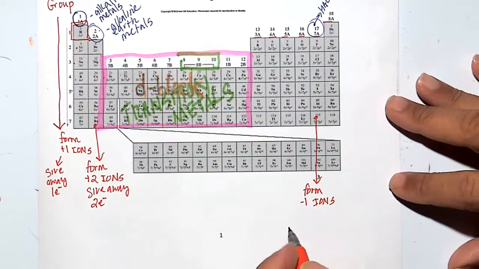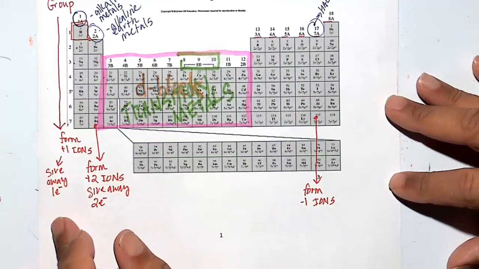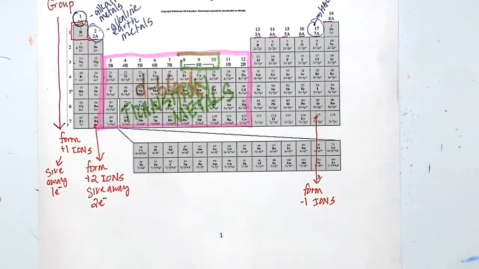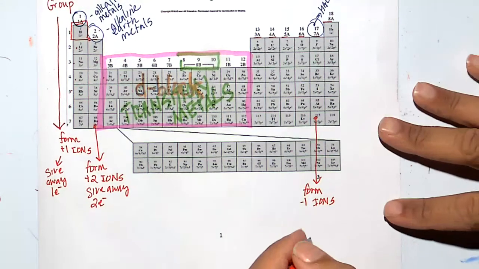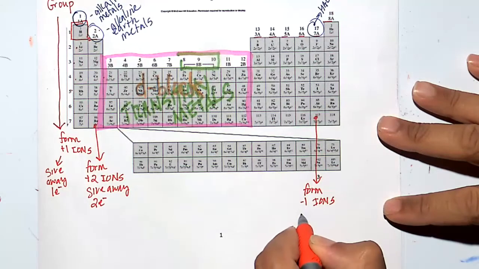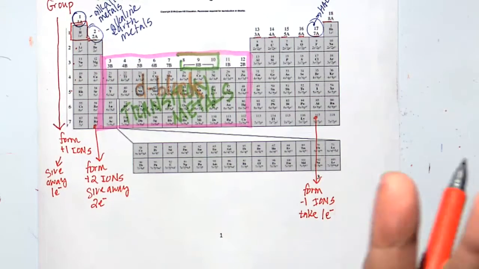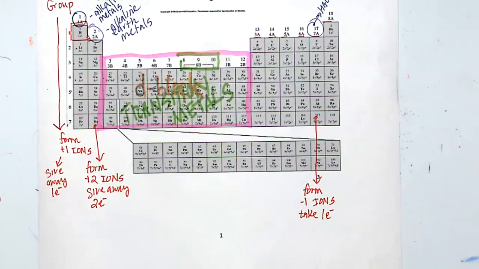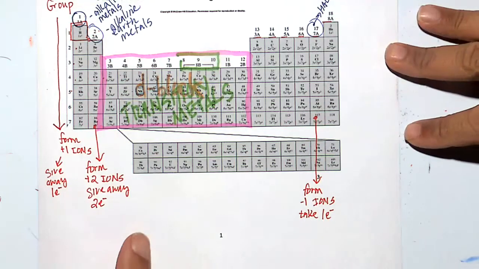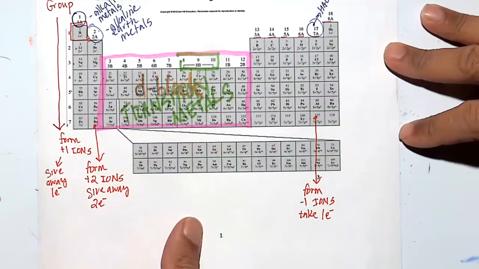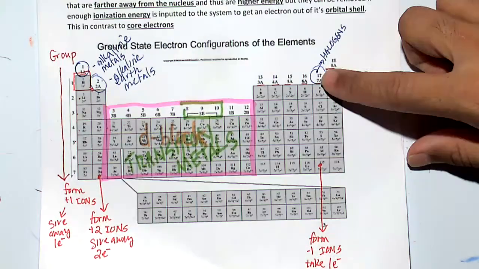They form minus 1 ions, which means they don't give away an electron. Instead, they take an electron. So that's how they attain quote-unquote nobility. They get the noble gas electron configuration. So here they form minus 1 ions, which means they will take one electron. Again, that establishes them, electron configuration wise, as noble. So they have a special name that's called the halogens.